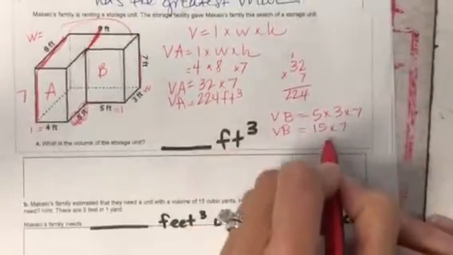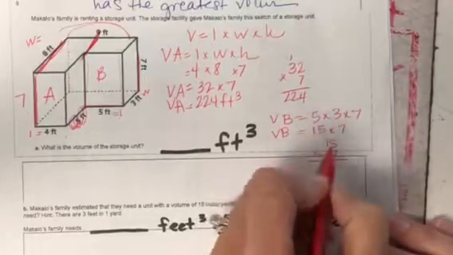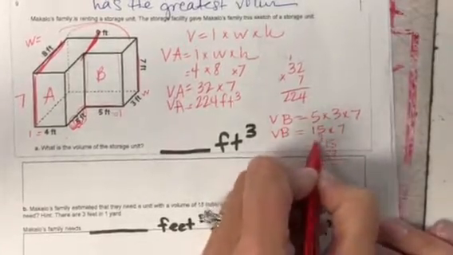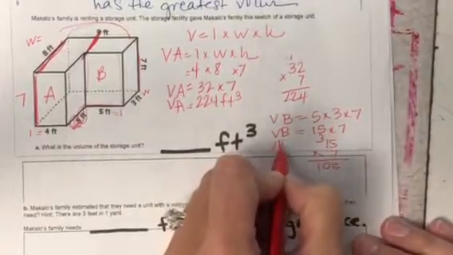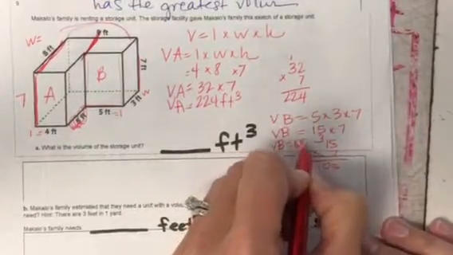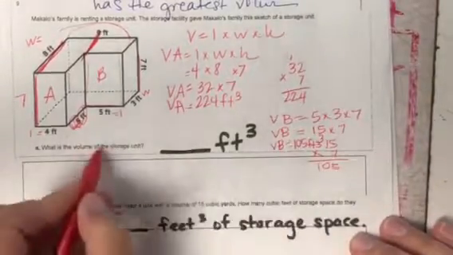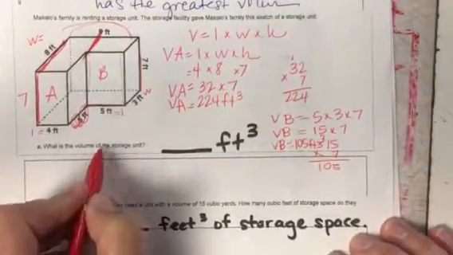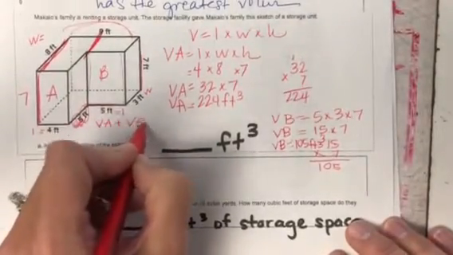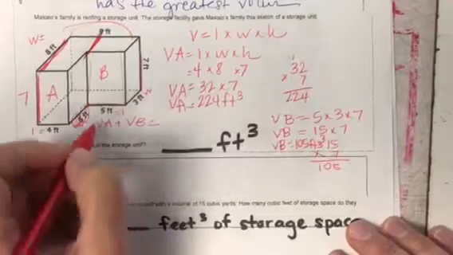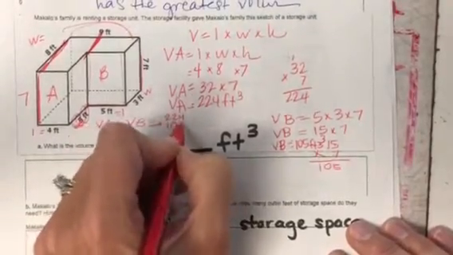Some students may know that right off the top of their head, but if not, they all know how to do traditional multiplication. 7 times 5 is 35. 7 times 1 is 7, plus 3 is 10. So the volume of B is 105 feet cubed, or cubic feet. So to find it all together, don't forget, now we've got to take the volume of A plus the volume of B. And that will be 224 plus 105.